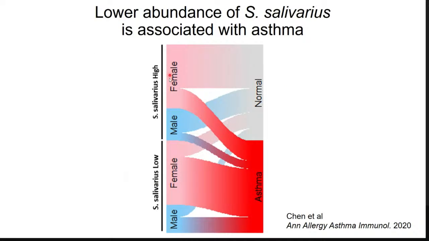This is a different way to show it. In the salivarius high group, females are more in the normal group, and males are also more in the normal group. But with reduced salivarius in these two groups, females are more in the asthma group, and males are also more in the asthma group. However, you need different salivarius standards because, in general, males have less salivarius. So you need a gender-specific standard to differentiate the salivarius high or low group.